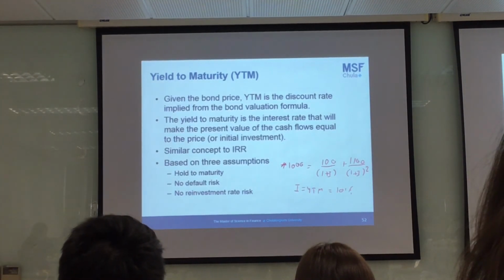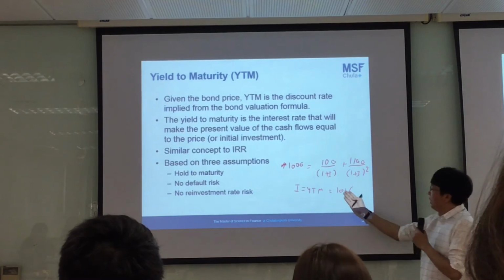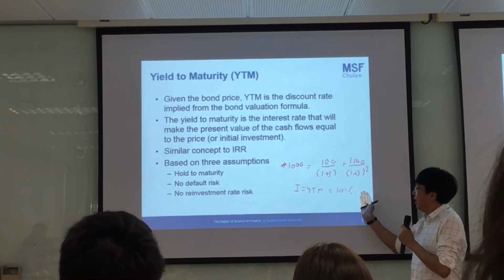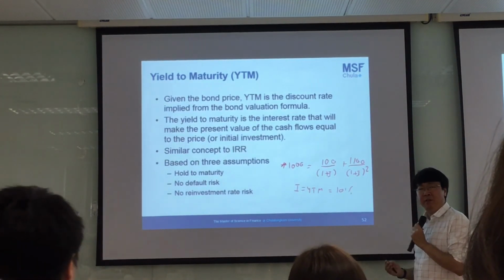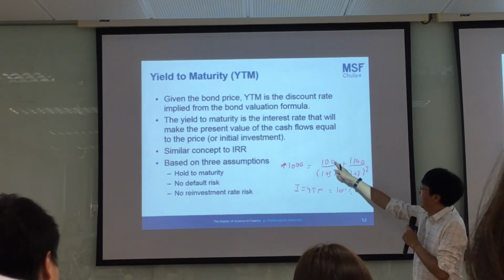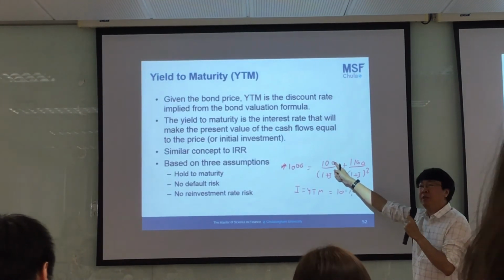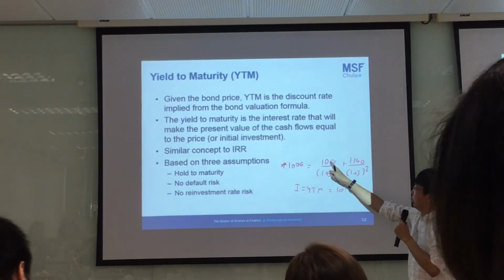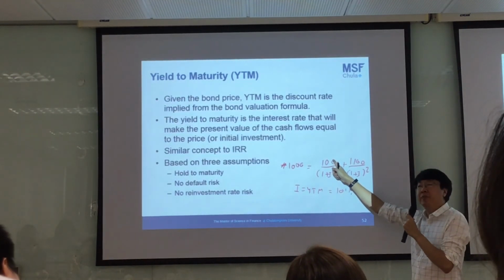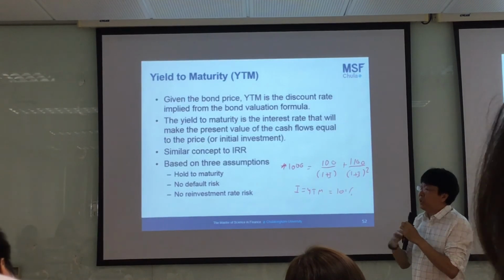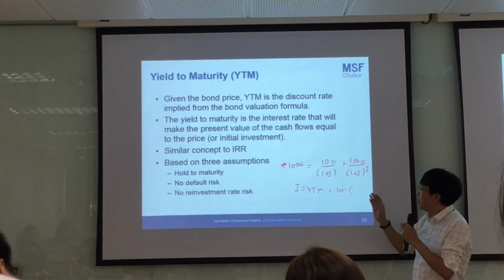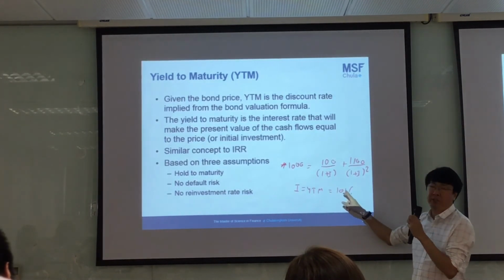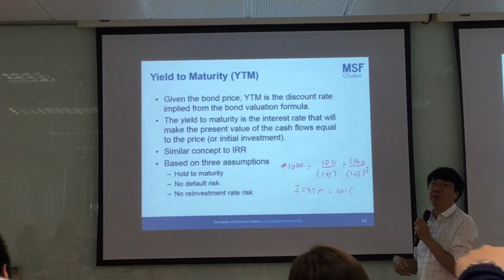So this is a return, but do we actually get a 10% return? It depends on this 100 that you receive in year 1. What do you do with this 100? If you just keep it in the wallet, then your actual return is not equal to 10%. It's going to be lower than 10%.